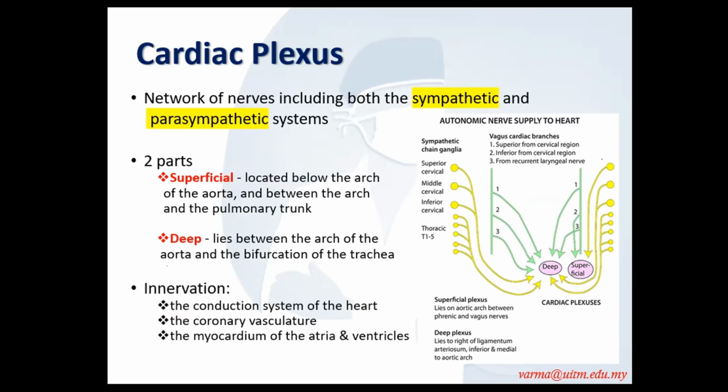Innervation: conduction system of the heart, coronary vasculature, myocardium. This is what I said, it affects everything. Conduction system of the heart means it's going to reduce your heart rate, right? It affects the automaticity, the rhythmicity, all that gets involved. Then coronary vasculature, they cause coronary vasoconstriction and coronary vasodilatation. Then the myocardium, they directly interact with the contractility of the chambers. So they control the whole heart.